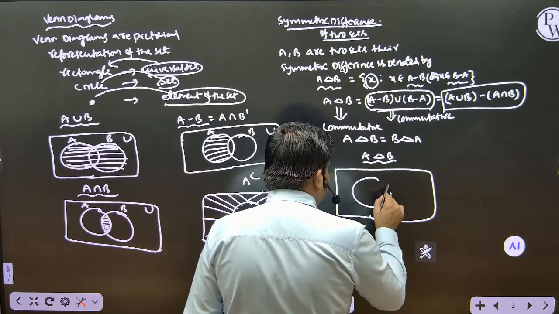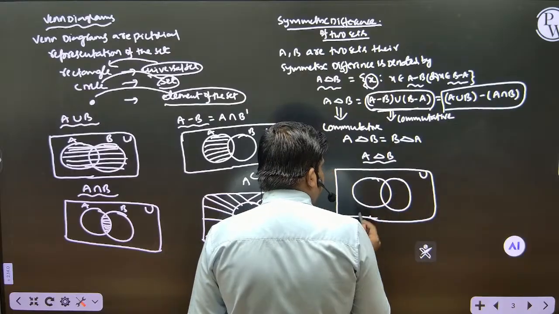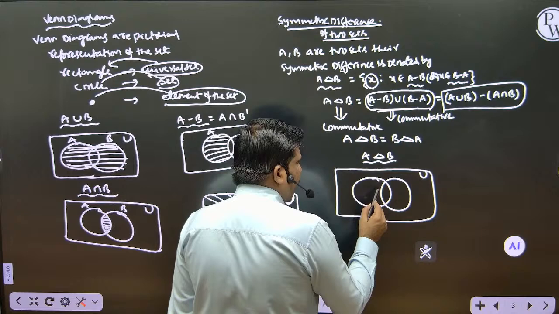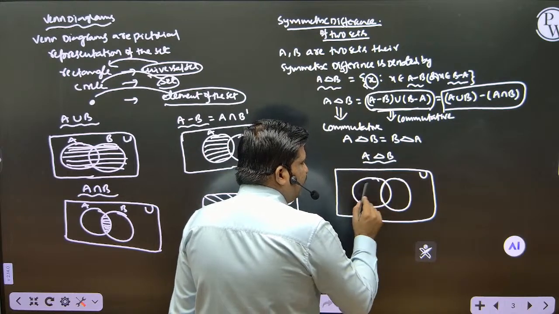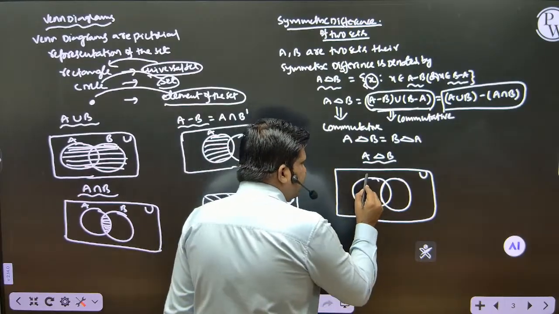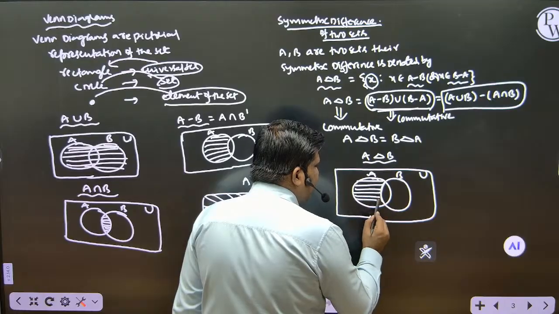See, this is set A. This is the universal set. So A delta B represents what? You take A union B. Now this represents A and B. What is A delta B? This part or not? A delta B is what?